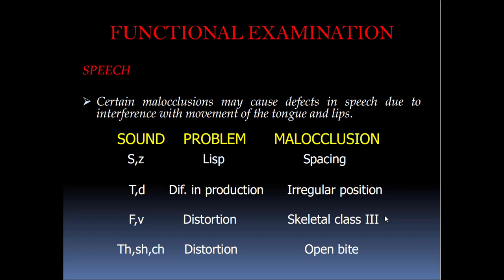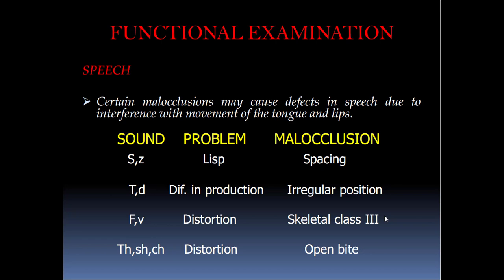Certain malocclusions. Now we check for speech. Certain malocclusions may cause defects in speech due to interference with movement of tongue and lips. Lisping sound is observed in patients with spacing. Difficulty in production of alphabets like T and D is seen in cases of irregular position, that is crowding.